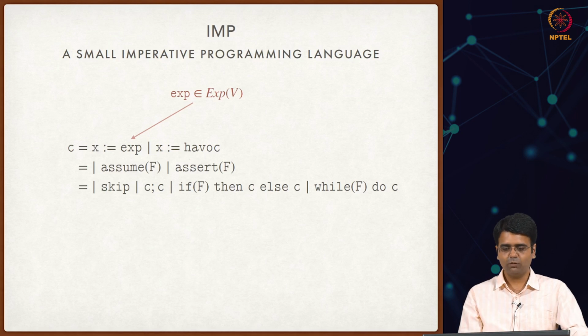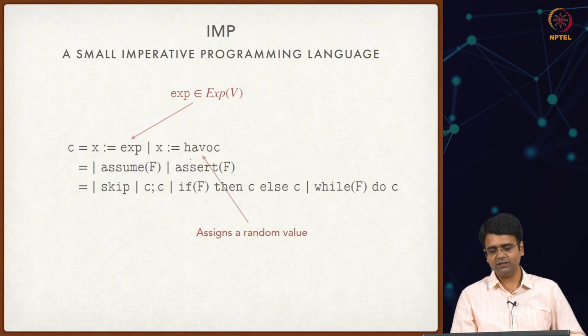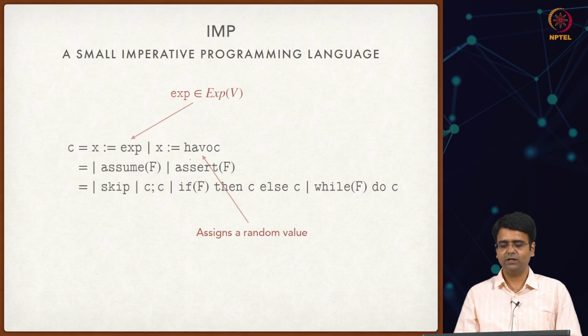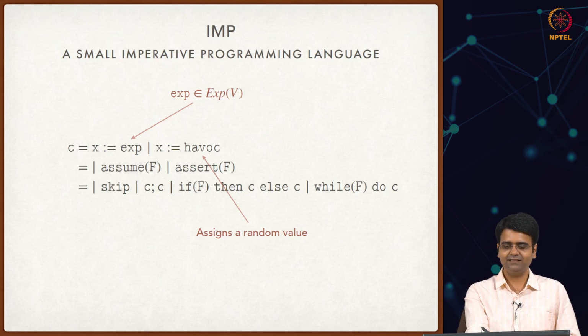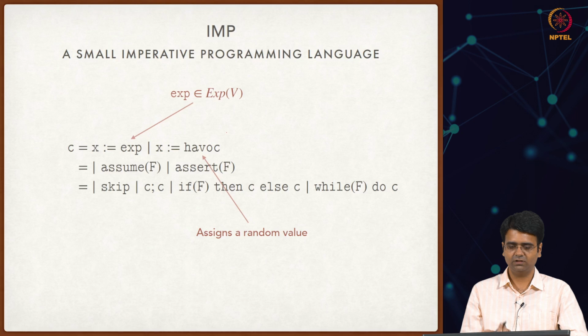Similarly, let's look at what havoc is. Havoc is how we simulate assigning random values. When you say x equal to havoc, you are essentially assigning some random value to x. So you don't have any control over what value will be assigned to x. We will see exactly where this x equal to havoc plays a role later on, in particular while doing verification.